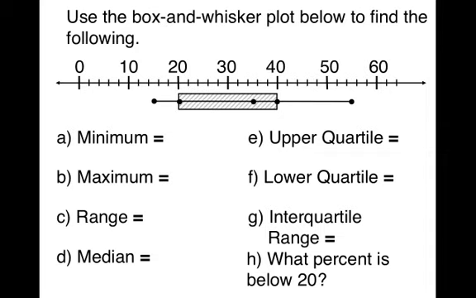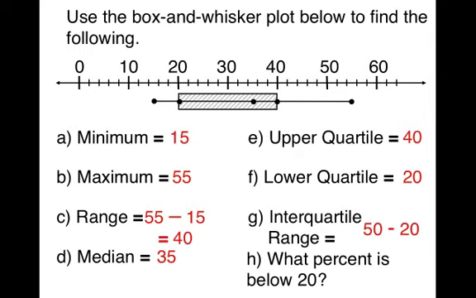Okay, minimum looks like 15 to me. Maximum looks like 55. Range would be 55 minus 15, which is 40. Median looks like 35 again. Or was the last one 45? I already forgot. Upper quartile looks like 40. Lower quartile is 20. To get the interquartile range, that should be 40 minus 20, which is 20. I don't know where the 50 came from. I apologize. What percent is below 20? 25%.